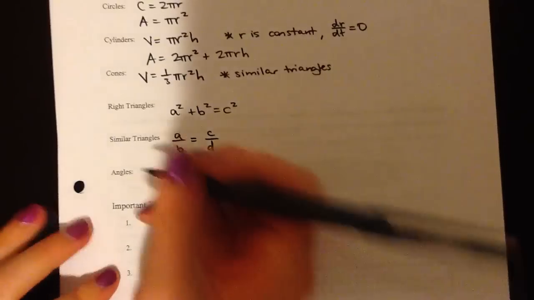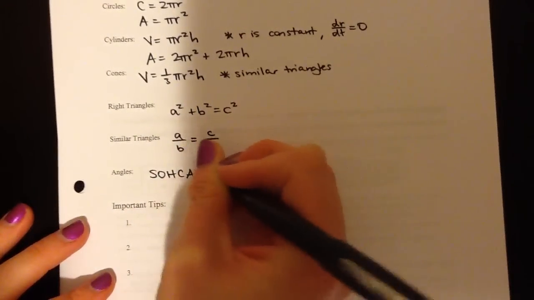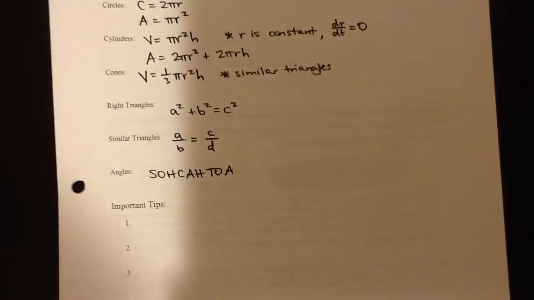And then if you have anything to do with angles, if they're asking you how an angle is growing or how an angle is shrinking, look at the sides that they gave you and then figure out whether sine, cosine, or tangent is most appropriate.